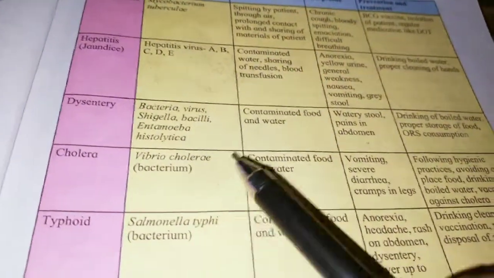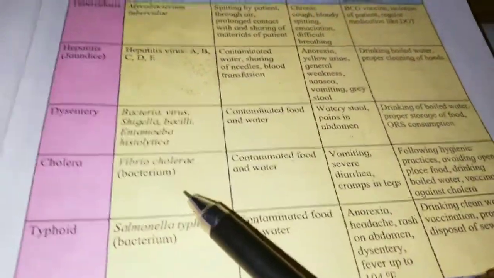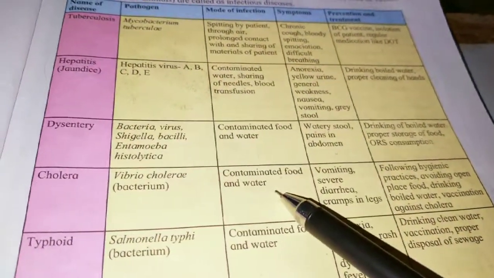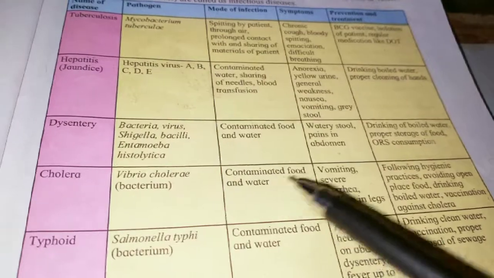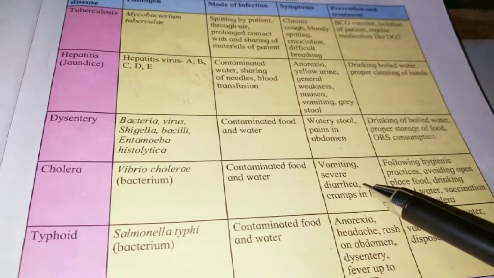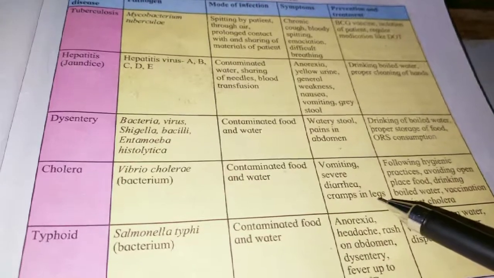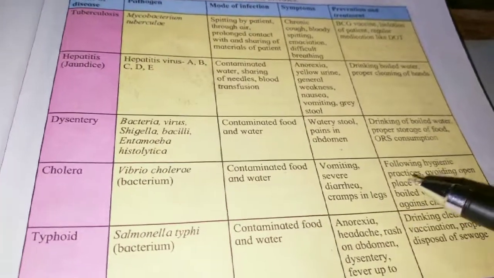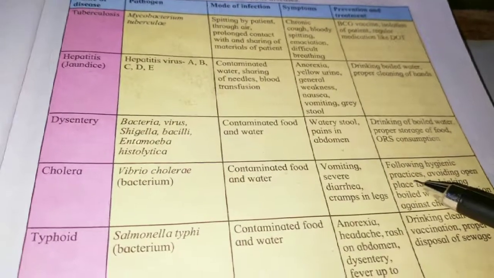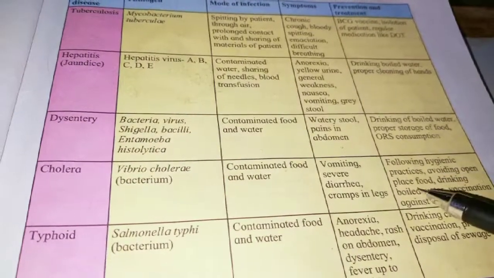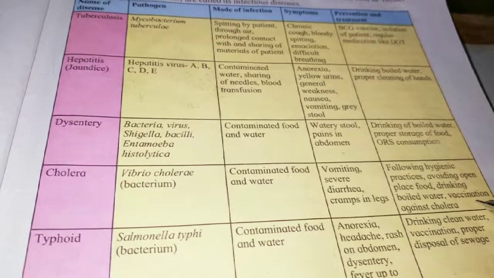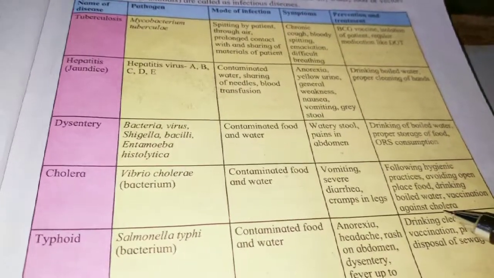Cholera now. Vibrio cholerae bacterium is the pathogen. Mode of infection is contaminated food and water. Its symptoms are vomiting, fever, diarrhea, cramps in legs. Prevention and treatment: following hygienic practices, avoiding open place food, drinking boiled water, and vaccination against cholera.